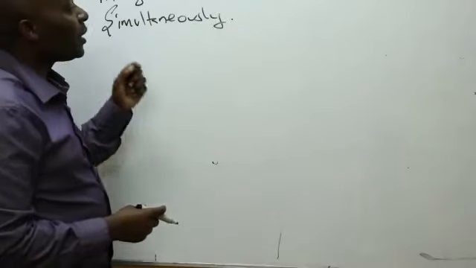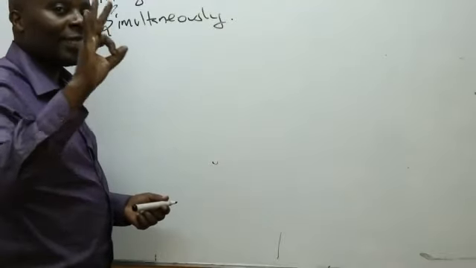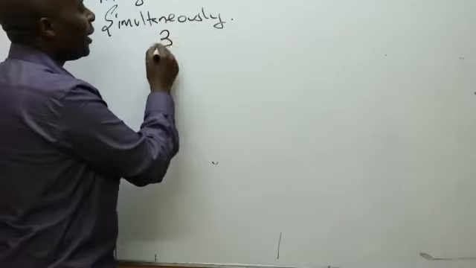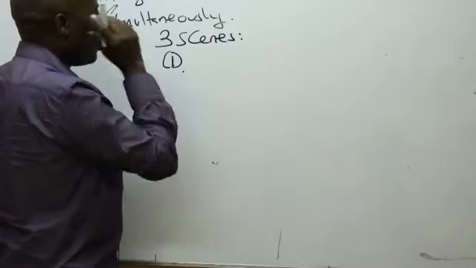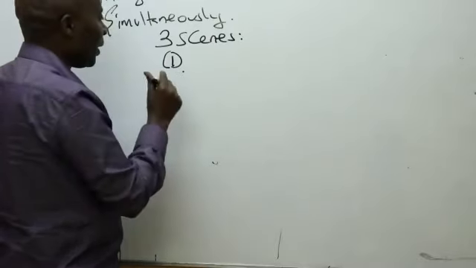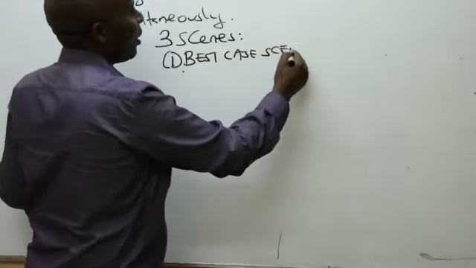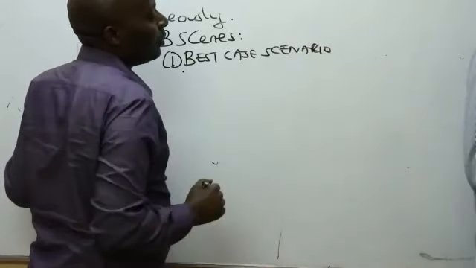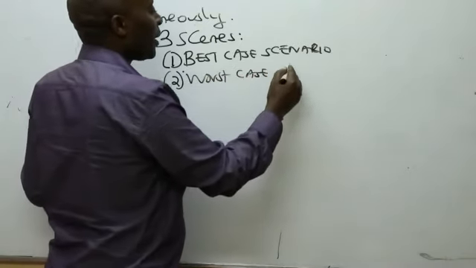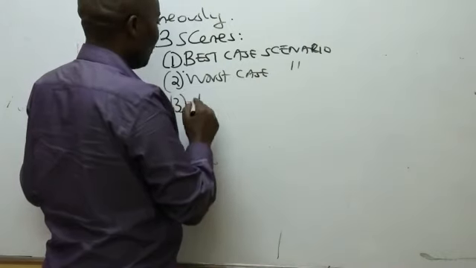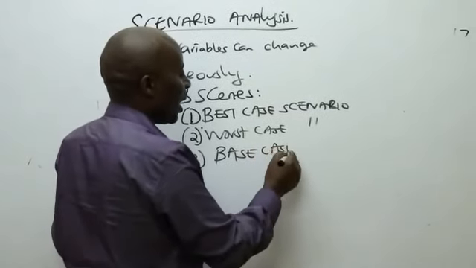Under scenario analysis, we shall be computing net present values in 3 scenes. So we have got 3 scenes. Which scenes are these? Number one, the first scene, ladies and gentlemen, is what we call the best case scenario. Number 2, we have the worst case scenario. And then number 3, we have the expected or base case scenario.